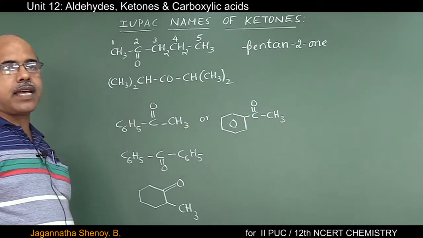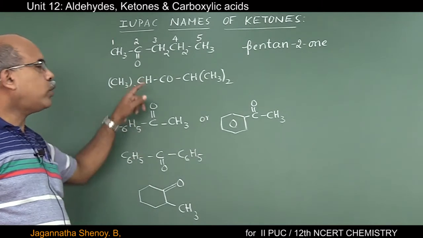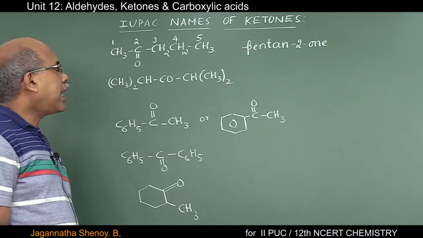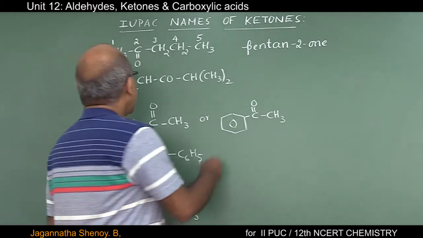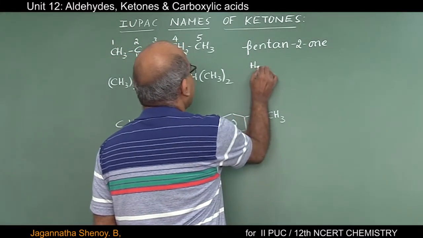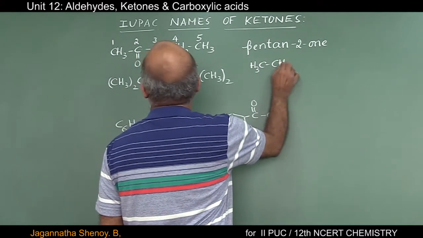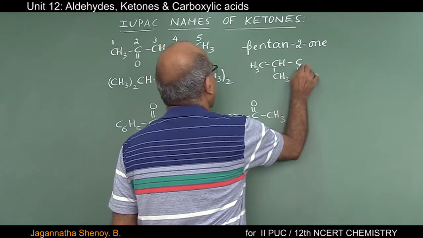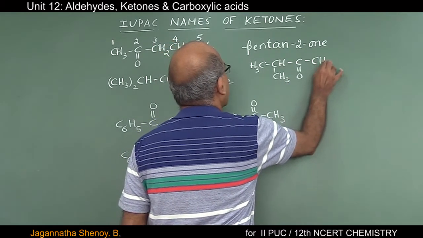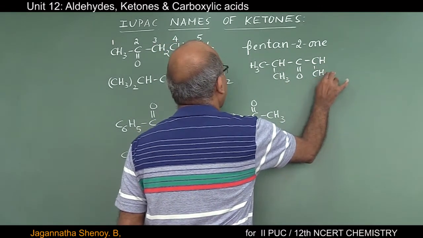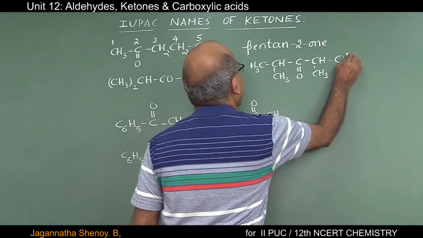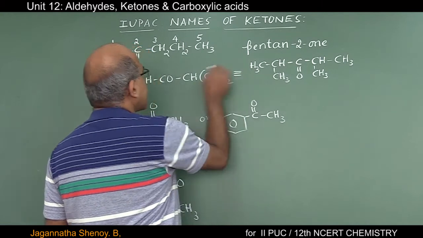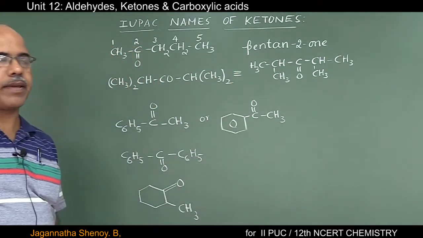Coming to the second example, we have to write the complete structural formula, then writing the IUPAC name becomes easier. So this compound will be CH3CH, thereafter you will have CH3, it is C double bond O. Same way on the other side you have CH3 and CH3. So both these sides are one and the same.